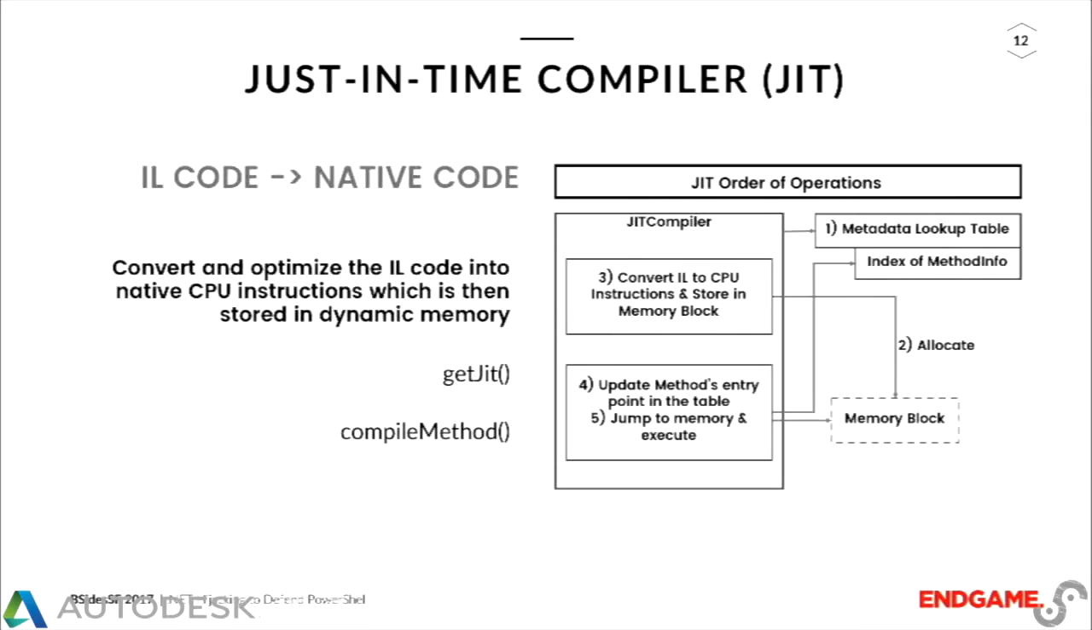All right, so what does the just-in-time compiler do? When it actually gets a function, which we call a method in C#, it will go through, look up the method in the data table, create a memory block, convert that IL code into normal CPU instructions, save it in that memory block, update where that memory block is in the method table, and execute that code and return back to the compiler.